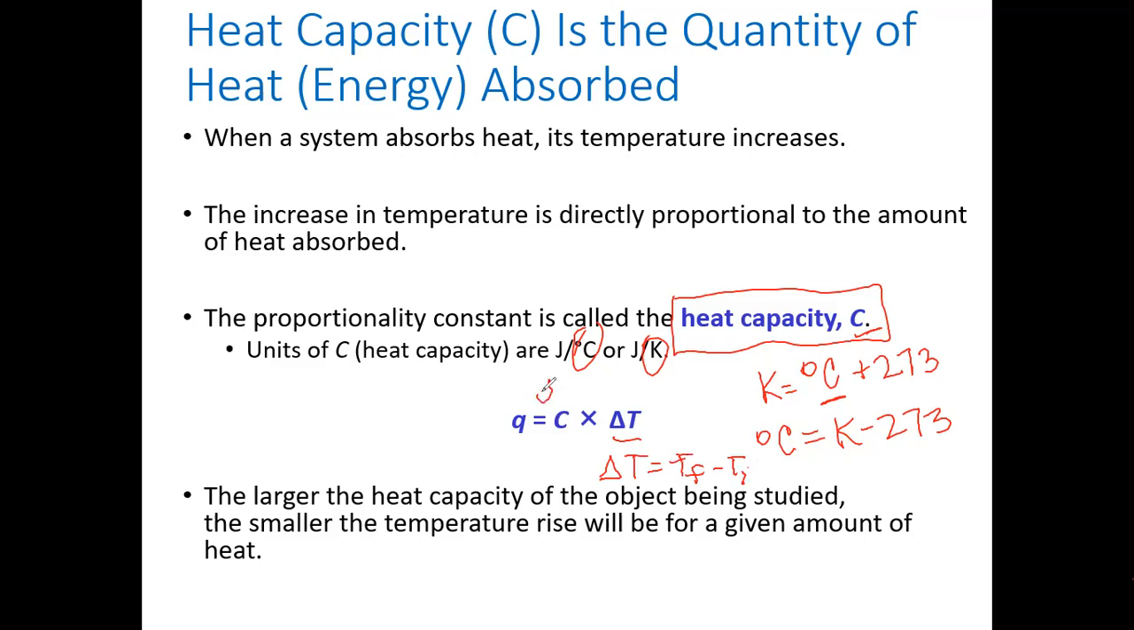because C is in joule per degree C, our temperature we would want in degrees C, so that these two would cancel and our heat would be some number in joules. The larger the heat capacity of the object, the smaller the temperature will rise for a given amount of heat.